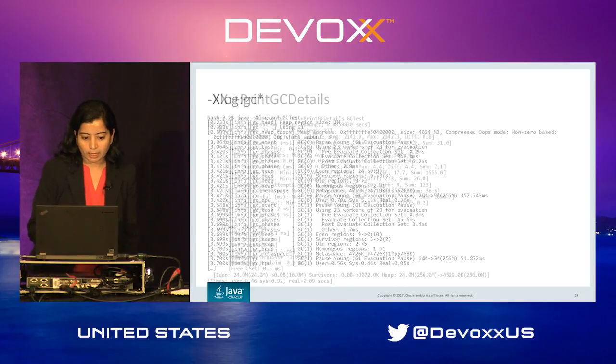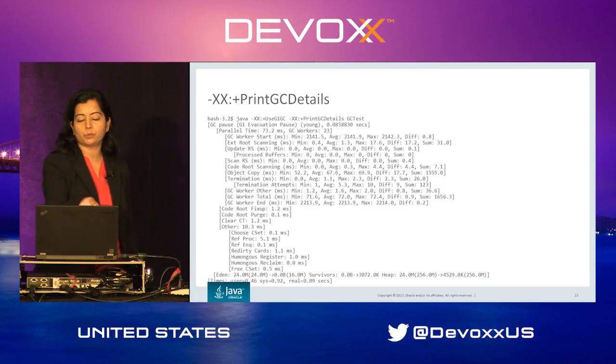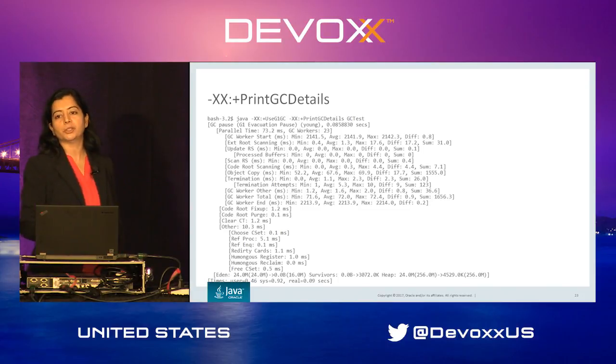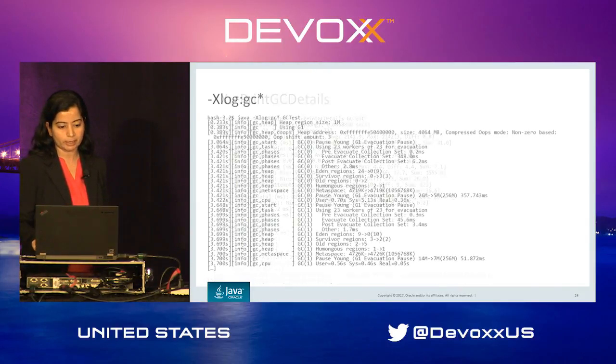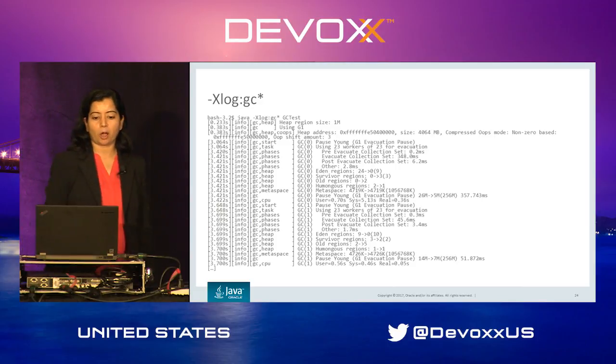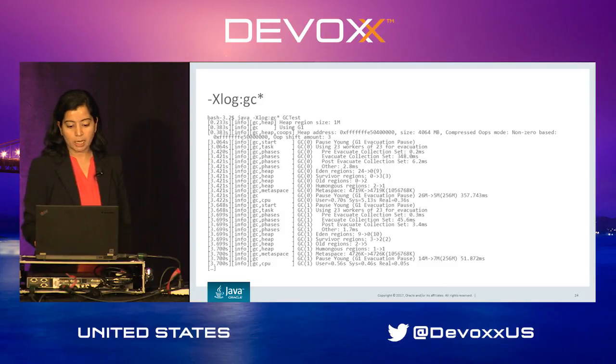So if you notice, with PrintGCDetails with G1, you can see the phase level information here. The logging messages giving us information about different phases of the G1 garbage collector. But with -Xlog:gc*, that information is missing.